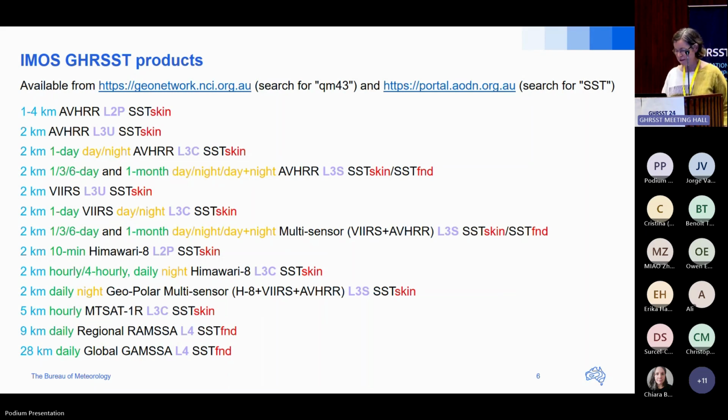Anyway, there's the list of products, as I said, and they are available at a range of levels, level 2, level 3, level 4, with durations ranging from 1 hour to 1 month, and depth, skin or foundation. So it can be very confusing, and I apologise, we got a bit carried away with producing different products.